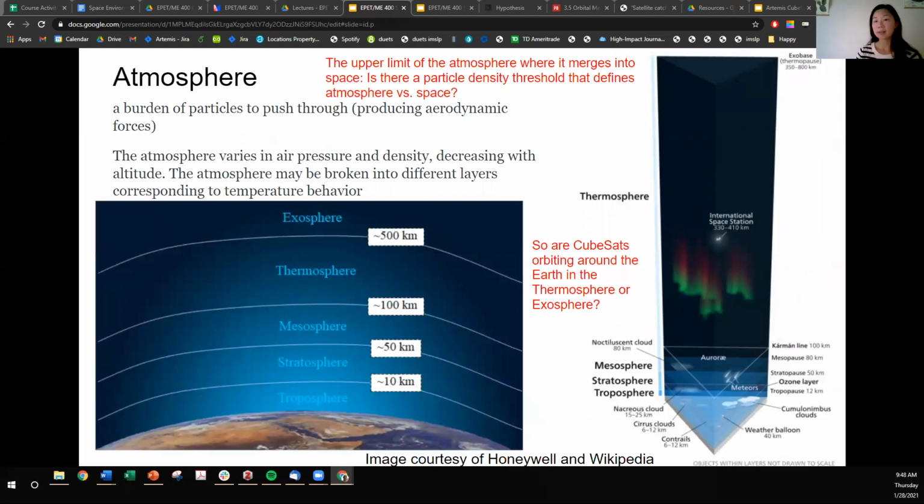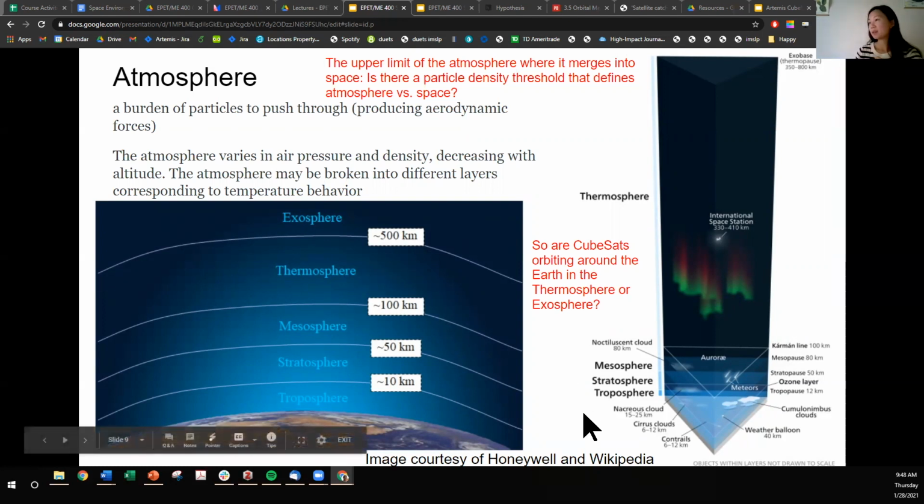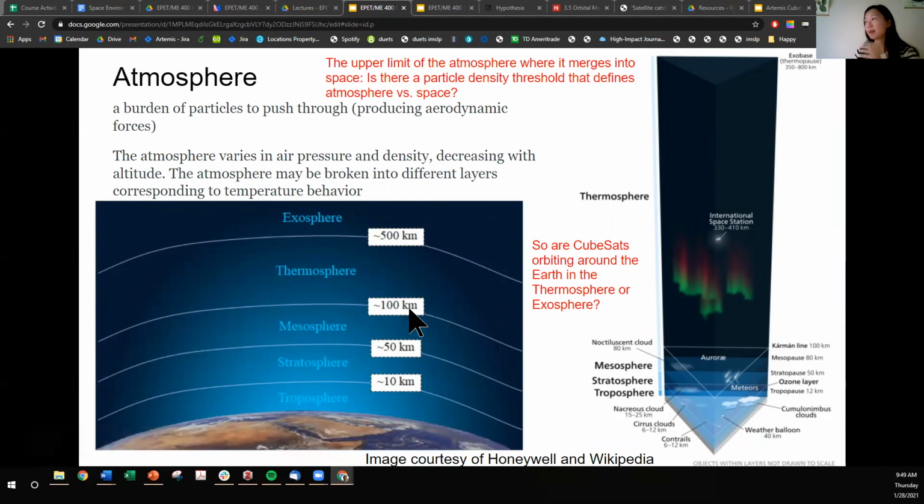Next, I want to talk about the atmosphere. You can think of the atmosphere in space as more of a burden of particles to push through, producing aerodynamic forces. The atmosphere varies in air pressure and density, decreasing with altitude, and it can be broken down into 4 different layers. So the von Karman line, I'll just note, is at 100 kilometers. And this is where many engineers consider to be space.